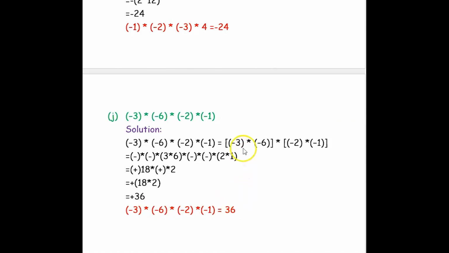So now we can also associate it. Negative 3 into negative 6 into negative 2 into negative 1. So negative 3 into negative 6, negative will become positive. 3 into 6 is 18. Again negative 2 into negative 1 is positive. 1 into 2 is 2. So here both are positive integers. So positive 18 into 2 is 36. Hope you have understood how to multiply the integers.